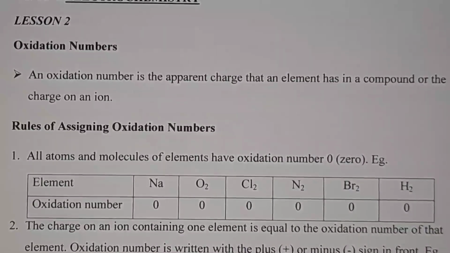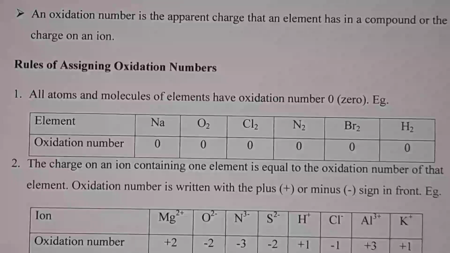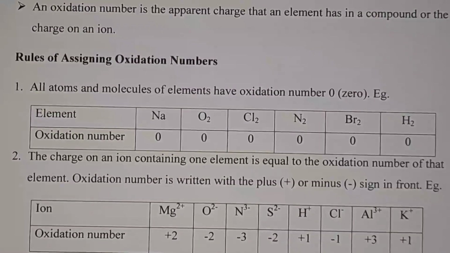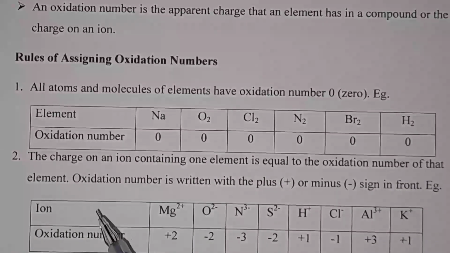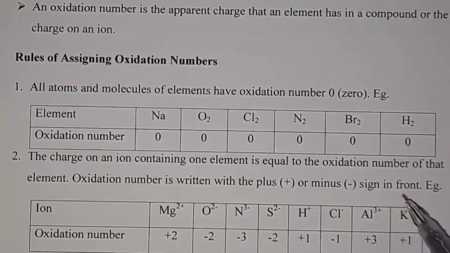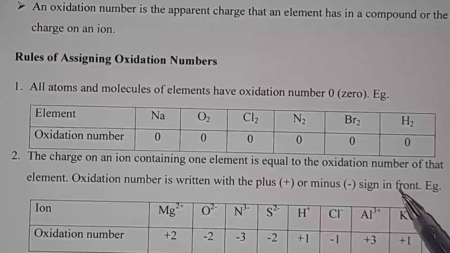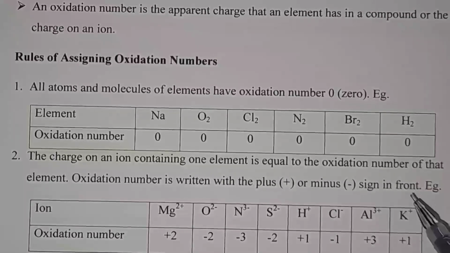That's the first rule. Rule number 2, we are told the charge on an ion containing one element is equal to the oxidation number of that element. And we are told oxidation number is written with the plus or minus sign in front. Or in other words, when writing oxidation number, the sign comes first before the number.